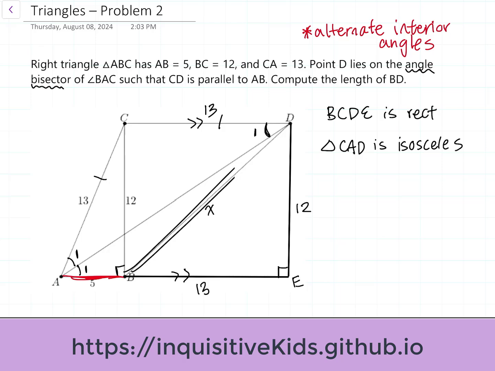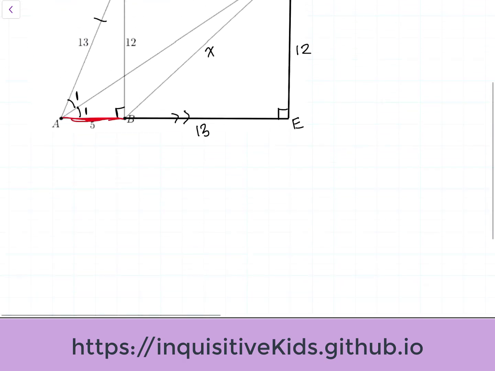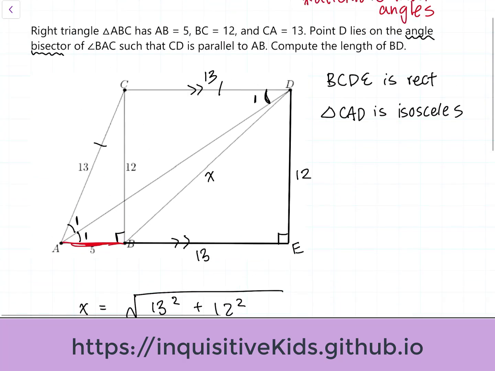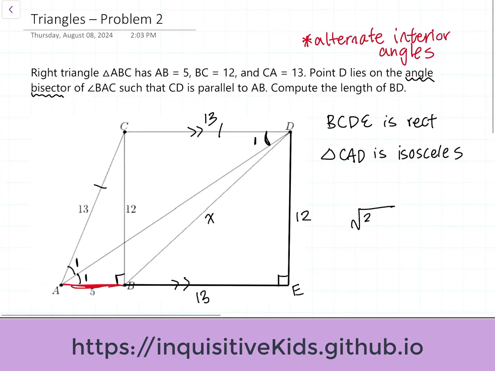All we have to do now is use the Pythagorean theorem to find X. X is equal to the square root of 13 squared plus 12 squared, which is equal to 169 plus 144, which is equal to the square root of 313. So the final answer is the square root of 313.